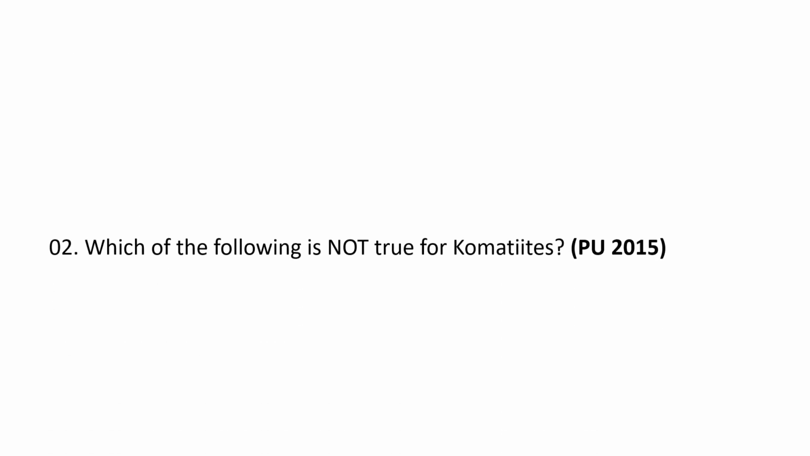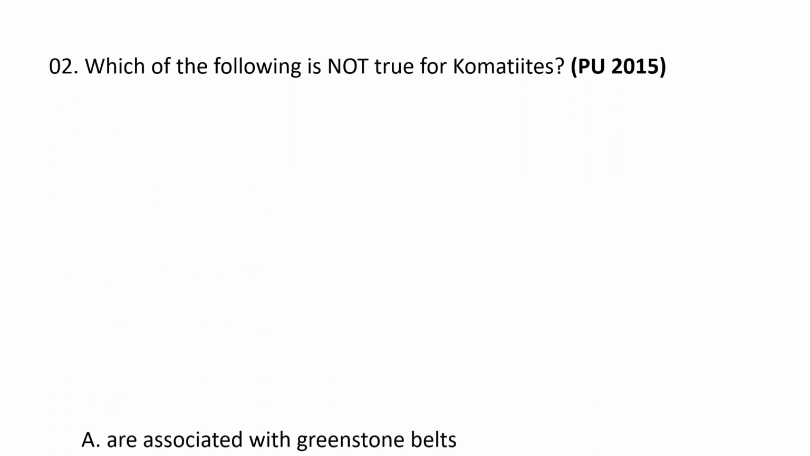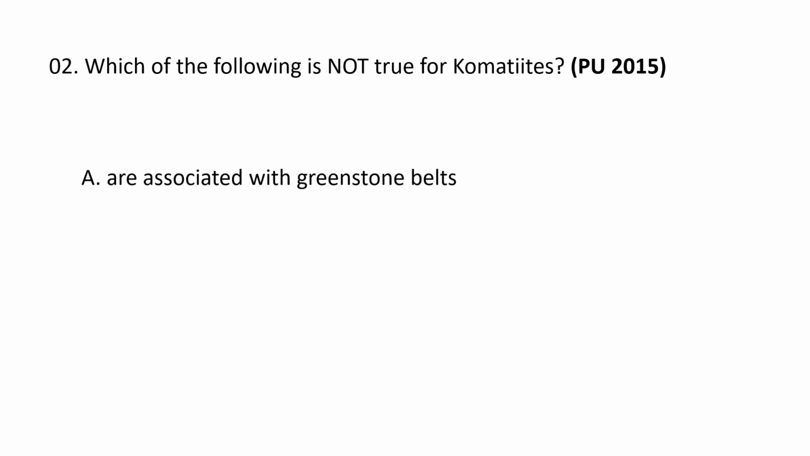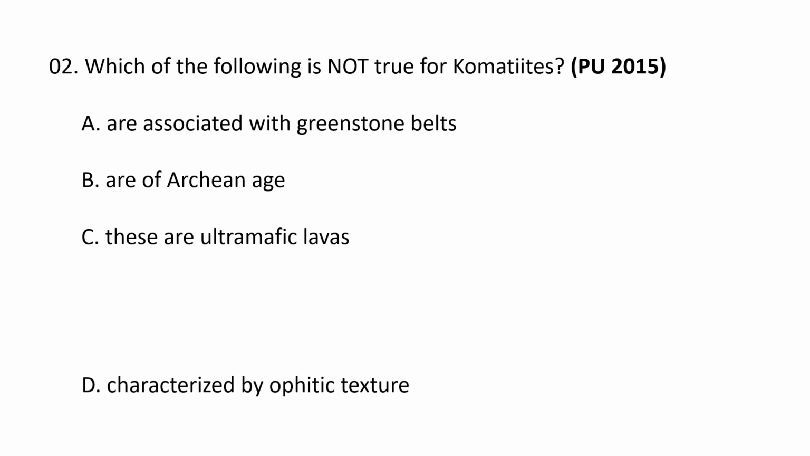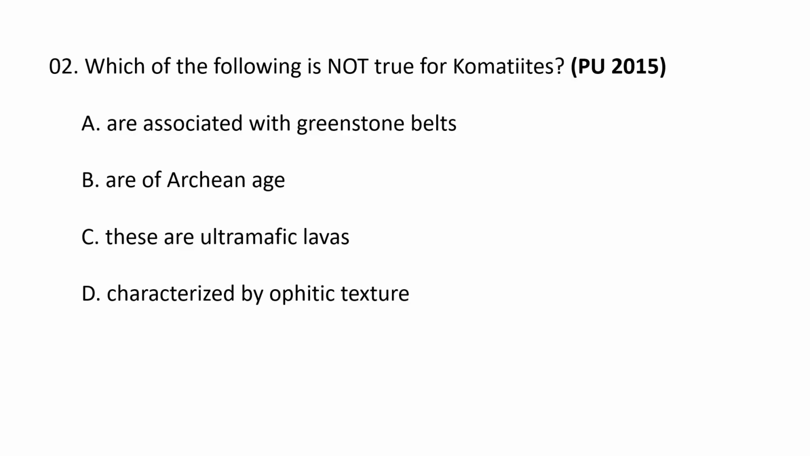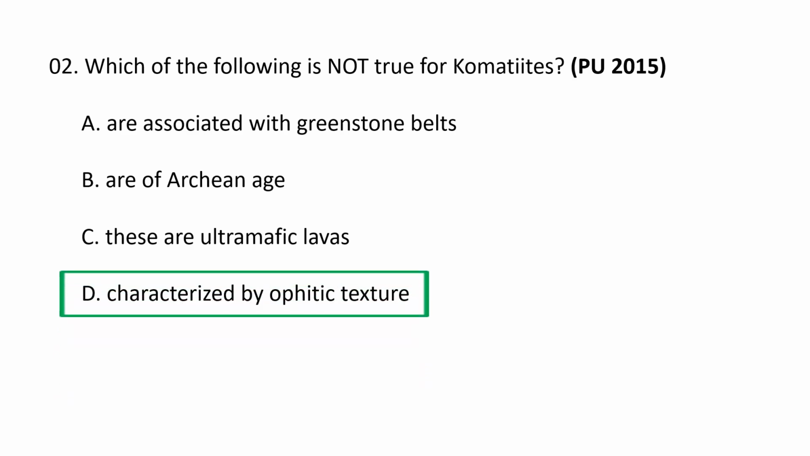Next question. Which one of the following is not true for komatiites? A. They are associated with the greenstone belts. B. They are of Archean age. C. These are ultramafic lavas. And D. These are characterized by ophitic texture. So the correct option is these are characterized by ophitic texture. It is not true for komatiites.